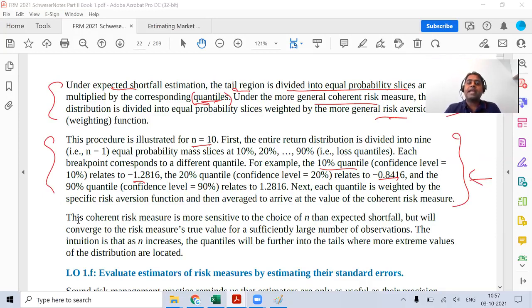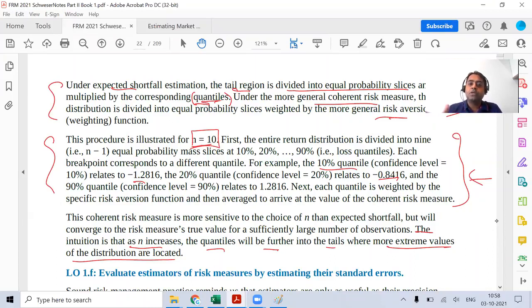Now, whatever n we are choosing, over here in the example we had an n of 10. So the slicing that we are going to be doing would depend upon how many n's we have. If you take n as big, there will be more, smaller slices or bifurcations, right? So if we look at this line, the intuition is that as n increases, the quantiles will be further into the tails where more extreme parts of the distribution are located. That essentially means how much bifurcation we are doing depends upon the total number of n.